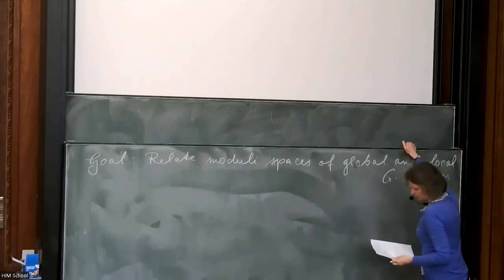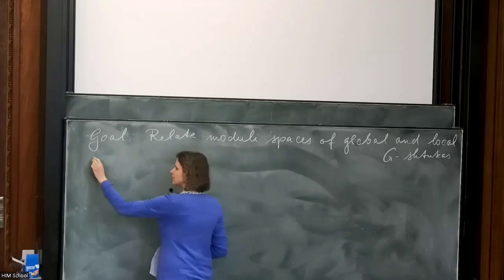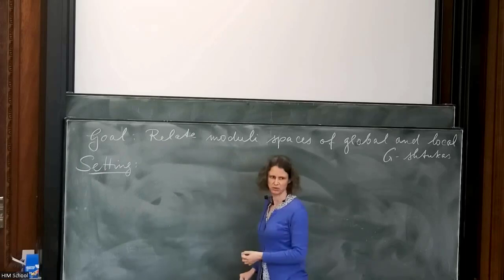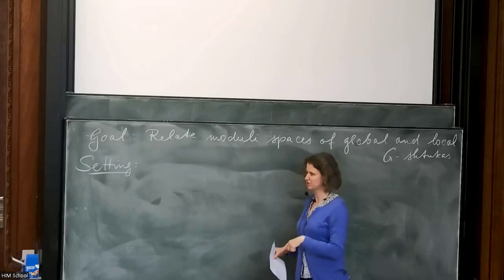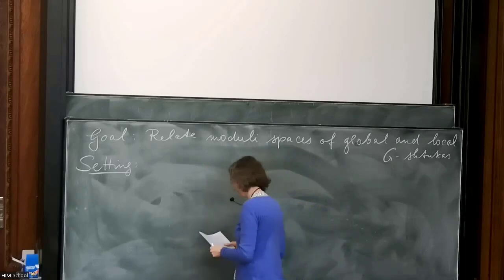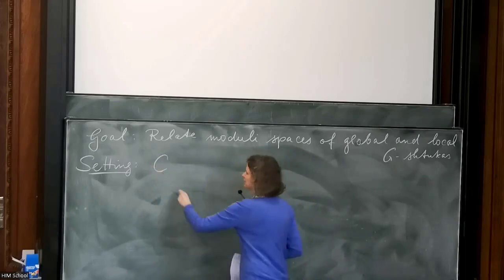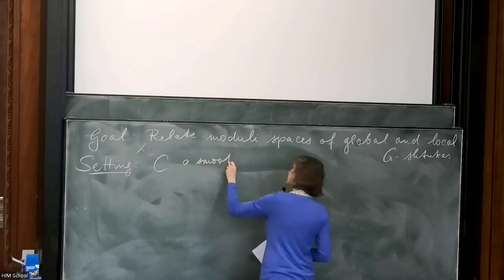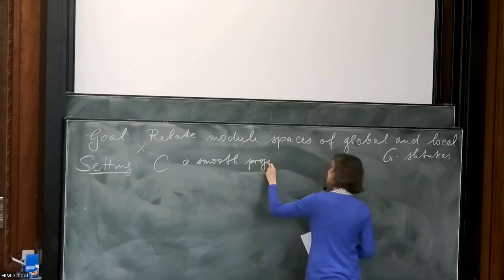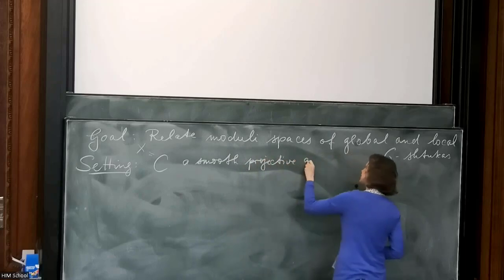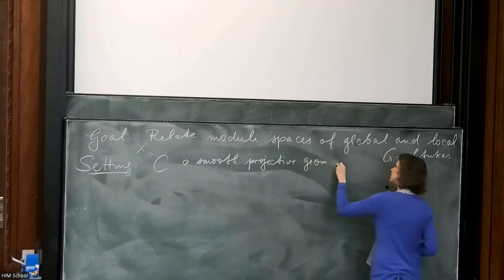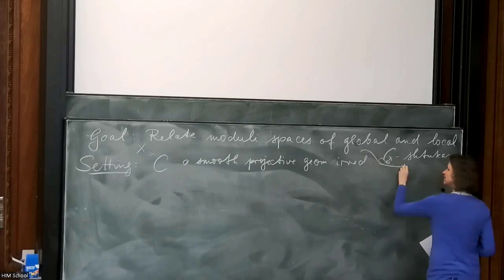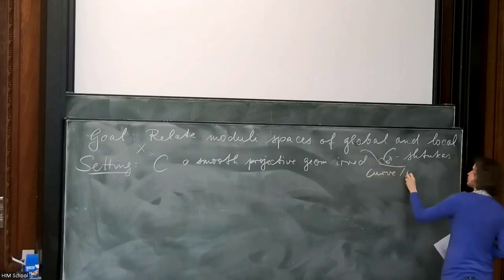So the setting was the following. We fixed a curve, and in Tsung's talks this curve was called X, but in my notes it's always C, so I don't try to stick to X. So C is what was X before. This is a smooth, projective and geometrically irreducible curve over F_q.